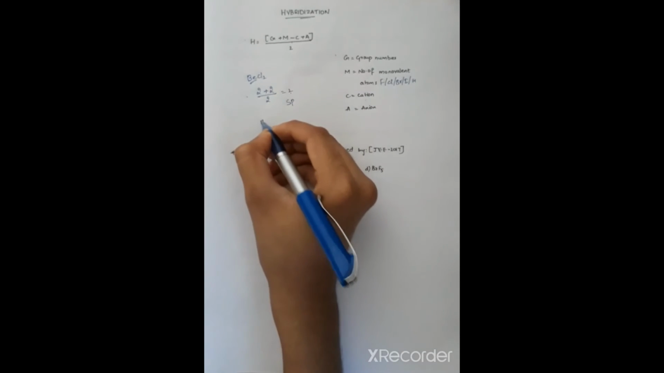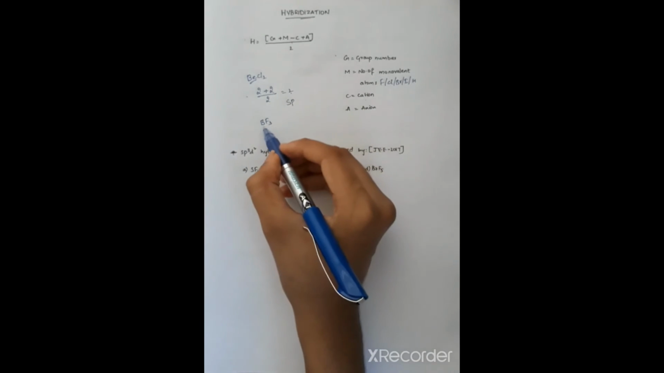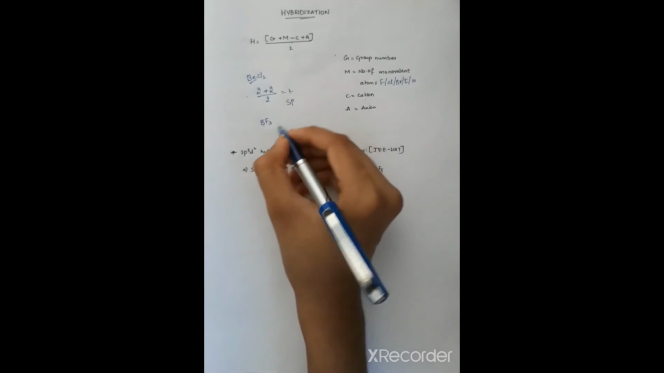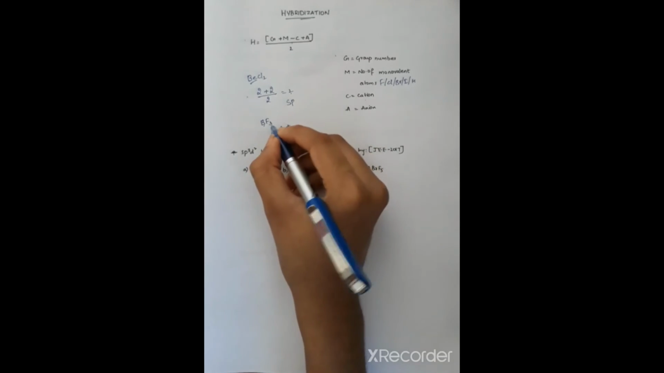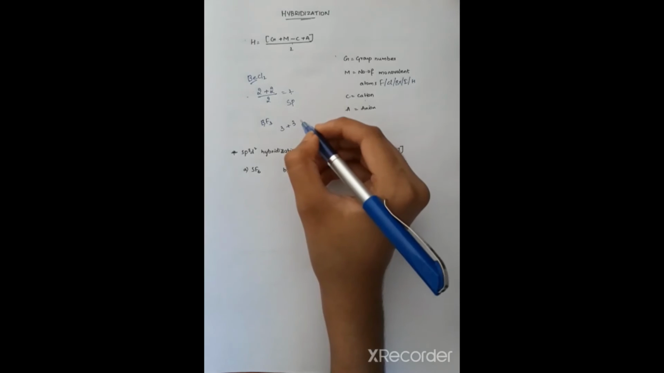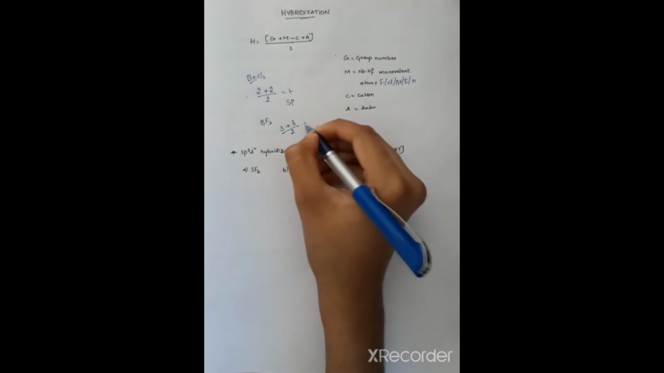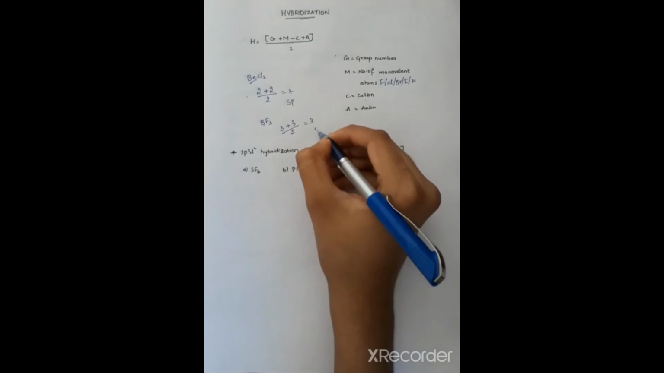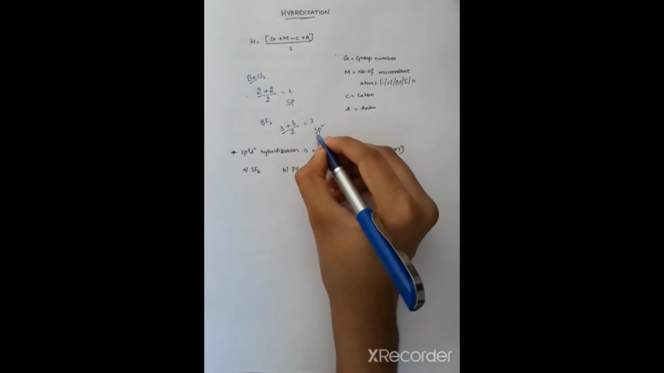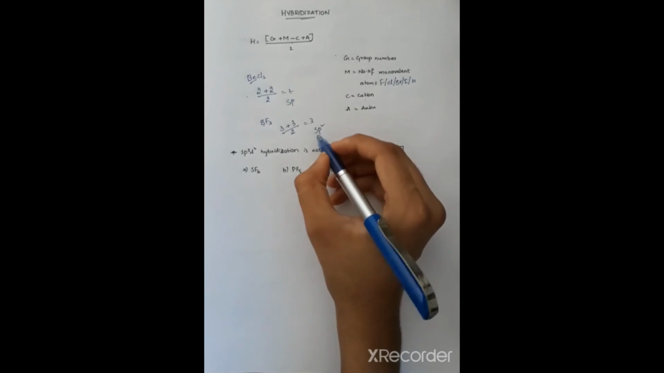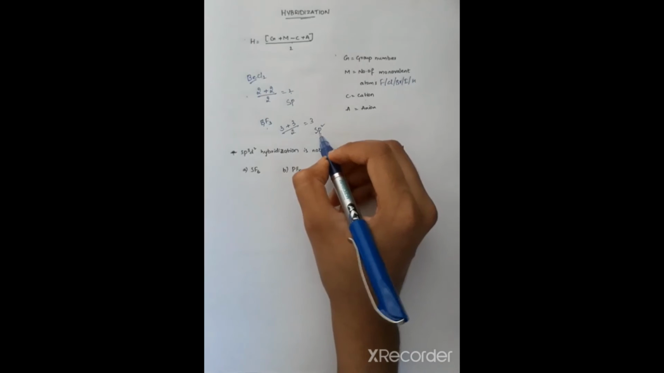Coming to the next example, if it's BF3, the group number of boron, the central atom, is 3 plus there are 3 monovalent atoms and there is no cation and anion, so divided by 2 it's 3, and there are 3 orbitals, so sp2, 1 s orbital and 2 p orbitals. So the hybridization of BF3 is sp2.